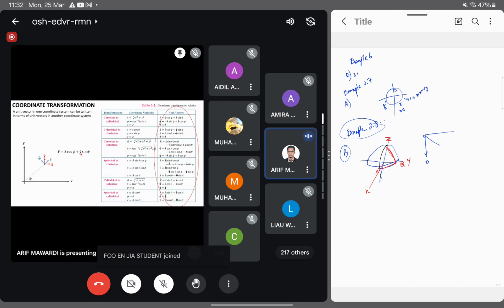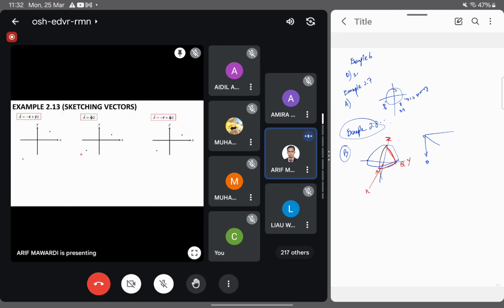Okay, I think because of that, we will try not to have a break, because we wasted some time just now. Okay, let me proceed. Can you now see Example 2.13, sketching vectors? Yes, Doctor, we can see. Okay, now if I click this, does the red arrow and the x hat come out? Yes, Doctor. Okay.